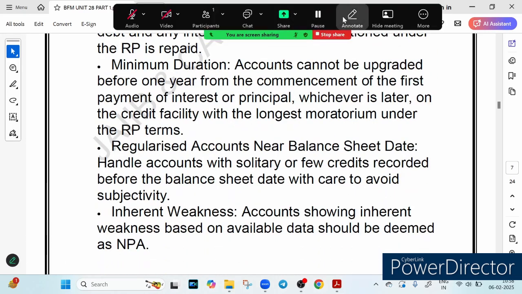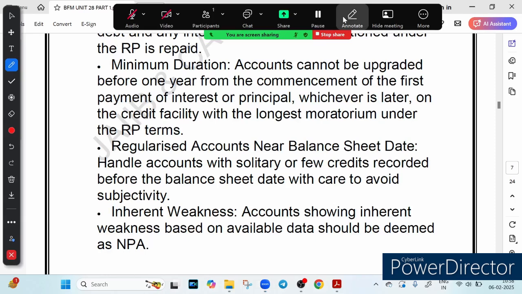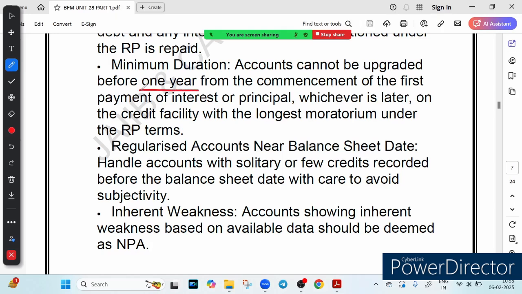One year of satisfactory performance, it should be reviewed. That means a minimum of 1 year must pass. Minimum 1 year, more than 1 year possible, but minimum 1 year. A minimum of 1 year must pass from the first payment of either principal or interest, then it will be considered for upgrade. You can see clearly written, before 1 year you can't upgrade it, right? 1 year from when? 1 year from the commencement of first principal or interest payment.